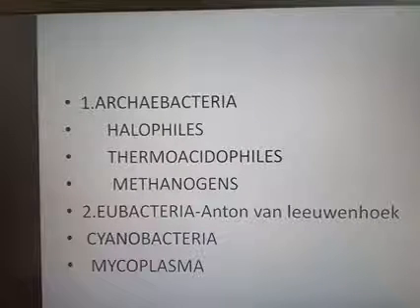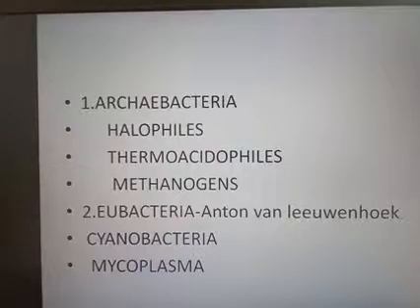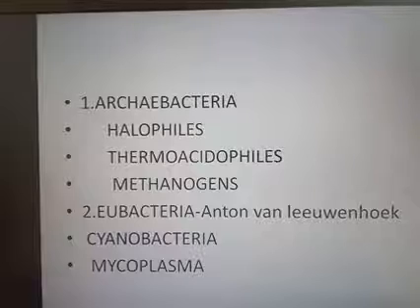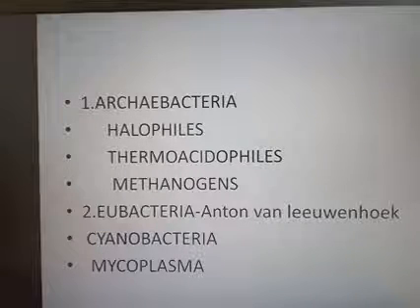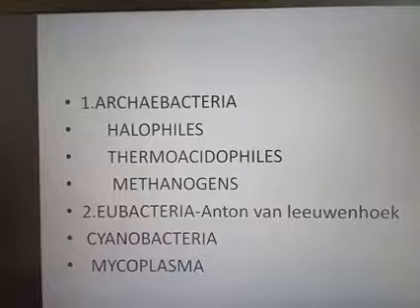An example of the halophile group is Halococcus. Coccus means round shape, so Halococcus is a round-shaped bacterium. The second group is thermoacidophiles. They live in hot sulfur springs at temperatures of about 80 degrees Celsius. An example for the thermoacidophiles is Thermoplasma.